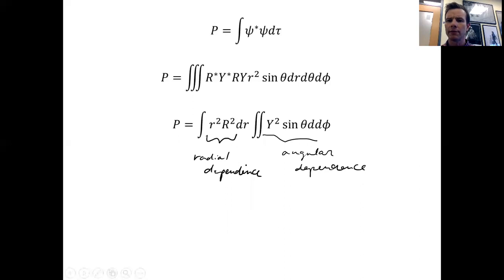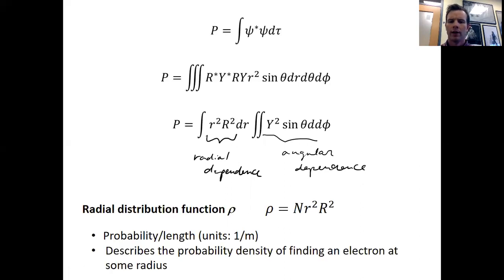And so this leads us to define a new function. It's called the radial distribution function. In an unfortunate selection of variables, it's called rho. So rho is equal to N, some normalization constant to adjust its height, little r squared times big R squared. You can analyze the units here and you'll find out that this has units of 1/meter. So it is a probability per unit length. And it describes the probability density of finding an electron at some radius.